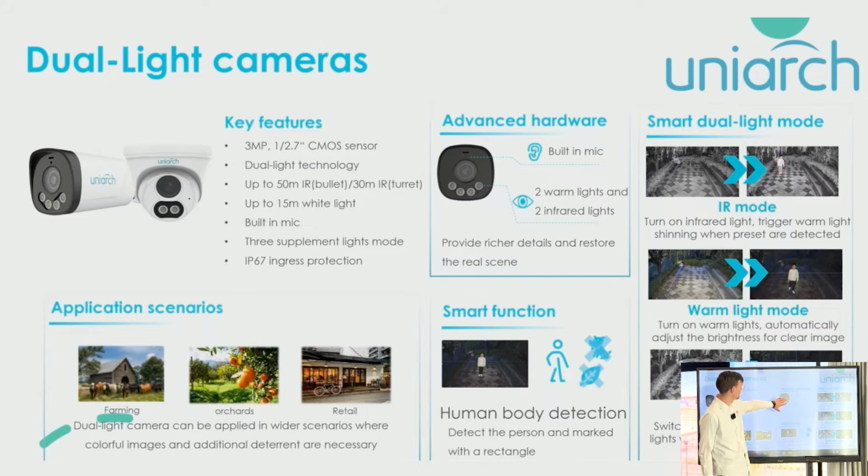Here you can see a little bit more specific. We have those lights on the bottom, 2 infrared lights and 2 warm lights. And here we have a little comparison of how it would look with the IR mode, the warm light mode, or the dual light mode. I can also show you this camera. This is one of those dual light cameras with the LEDs you can see here on the bottom. This specific camera also comes with a smart function, so it can do human body detection. So this will be the dual light camera.